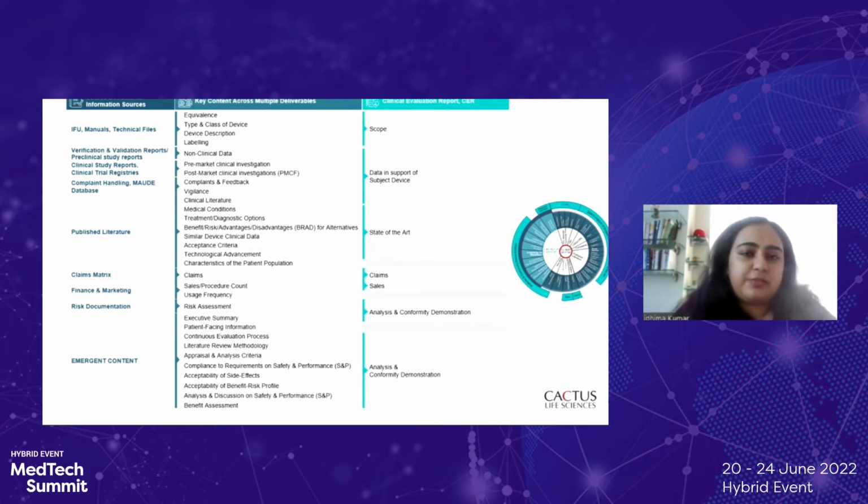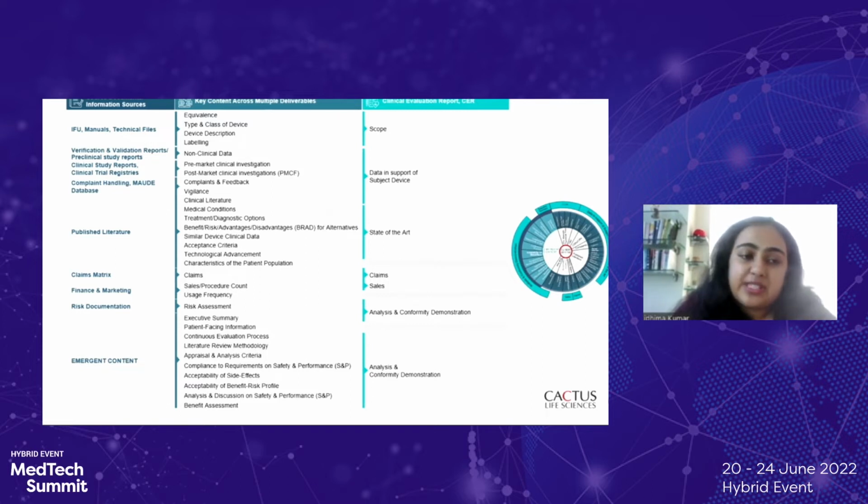So if we look at the first part of it, the IFUs, the manuals, the technical files, these are the source documents that give us information regarding equivalence, the type and class of the device description, labeling information, all of which feeds into the scope of the CER. And then we need data for supporting a subject device. So where does that come from? That's coming from your V&V reports, preclinical reports, clinical study reports, complaint handling, and also part of it from published literature. So all of that information feeds into data that supports your subject device.